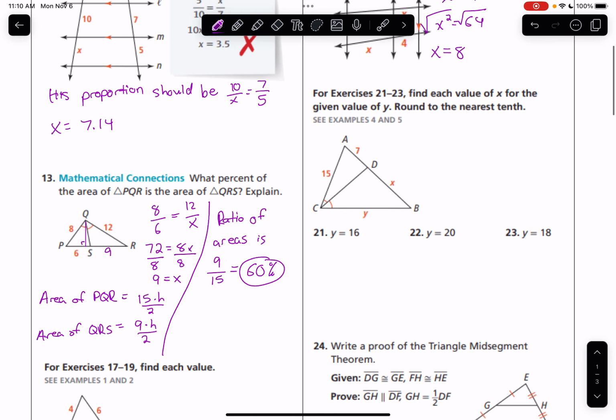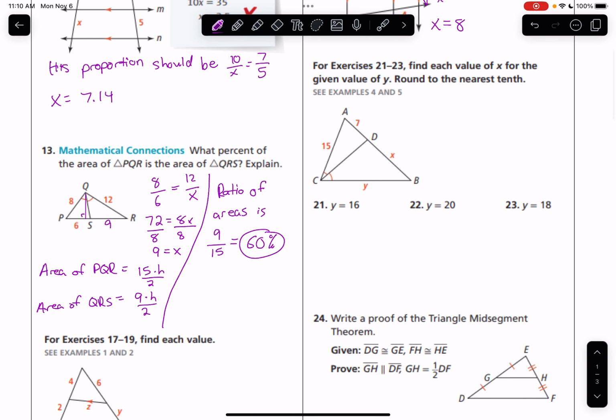Numbers 21 through 23, we are using the angle bisector theorem. If we have these given values of y, these are all going to be similar problems because we're just going to make proportions with that given number as the y value. So for 21, I could say 15 over 7 equals 16 over x. For 22, I could say 15 over 7 equals 20 over x. And then for 23, I could say 15 over 7 equals 18 over x. And then I could go through and cross multiply all of those.